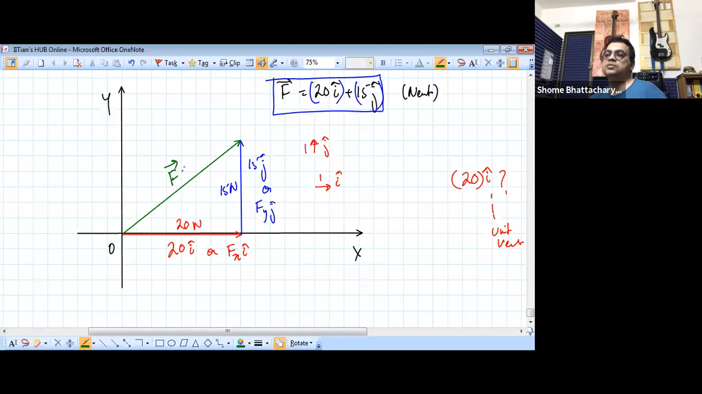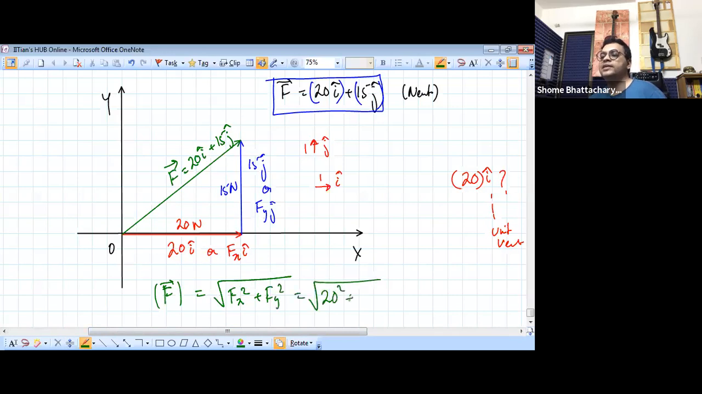So this F is the sum of 20 units along the x-axis plus 15 units along the y-axis. This is the meaning of components. So you can see the magnitude of that force is just like a hypotenuse. It will be the square root of the x component squared plus the y component squared. So in this case, it is the square root of 20 squared plus 15 squared, which you know is 25 newtons. So this is the second part of the question. I have drawn the vector, and in the third part, I found out its magnitude.